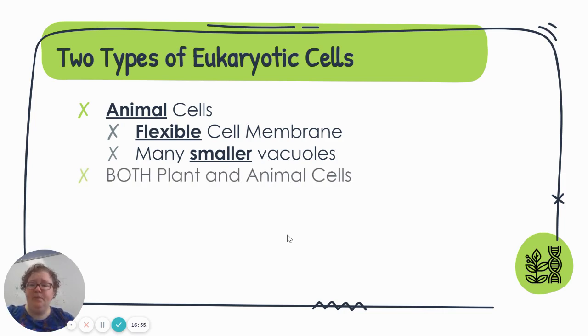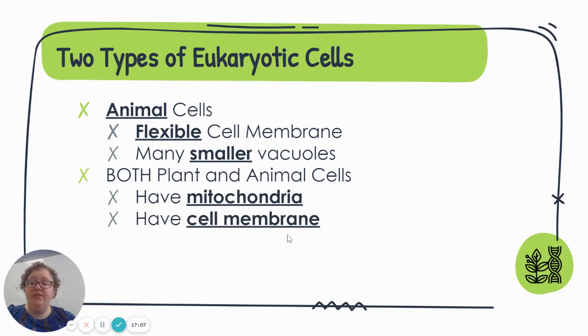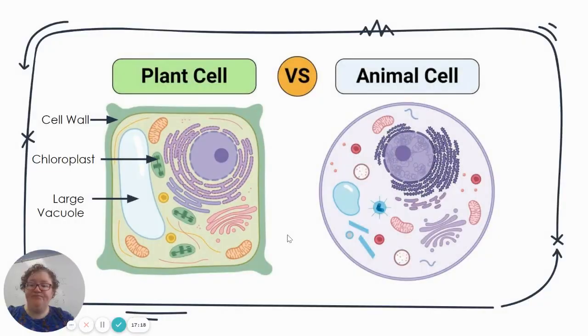And then there are some things that both plant and animal cells have. Both of them are going to have mitochondria, again, using food to make energy. Both of them are going to have a cell membrane. So plant cells have a cell wall on the outside and a cell membrane right inside of that. Animal cells only have the cell membrane.